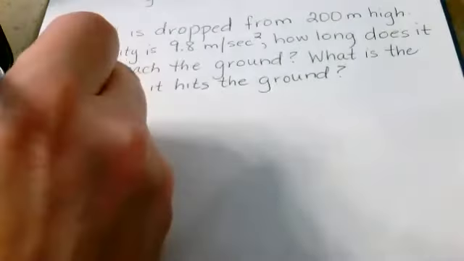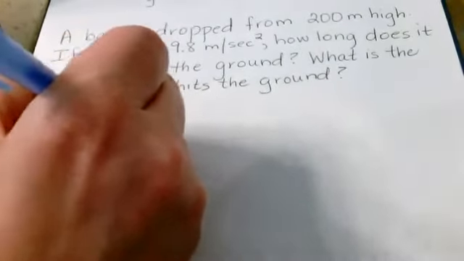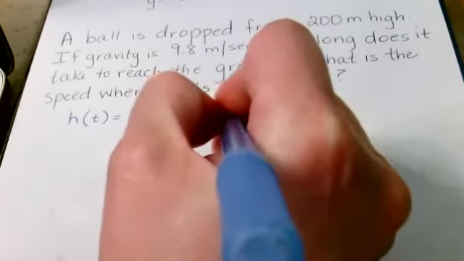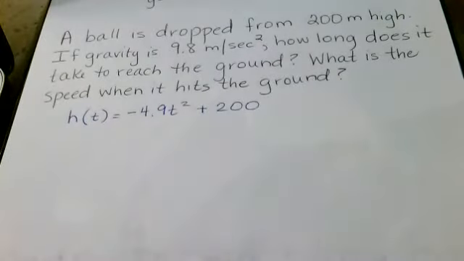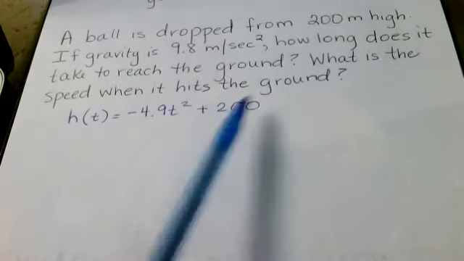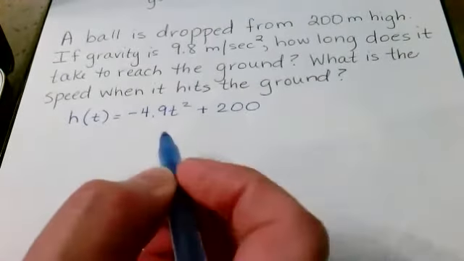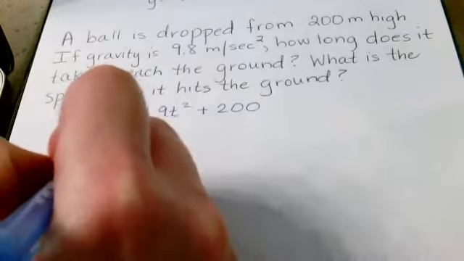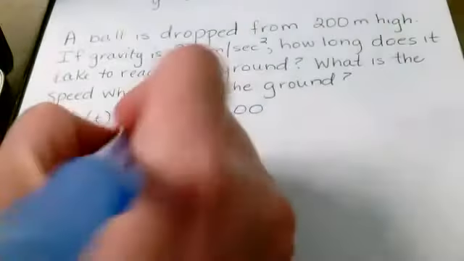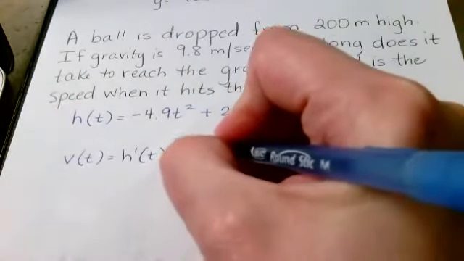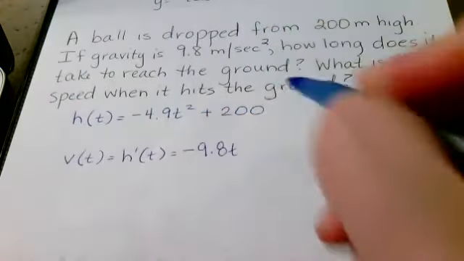So we can write an equation for the position of the object based on gravity acting upon it and with it being at 200 meters high. You can easily see where that comes from. We can also then find the velocity of the object simply by taking the derivative of the position. And in that case, we would get negative 9.8 t.